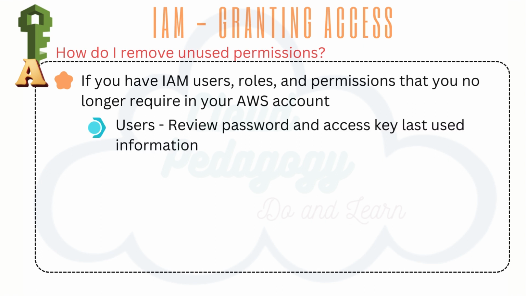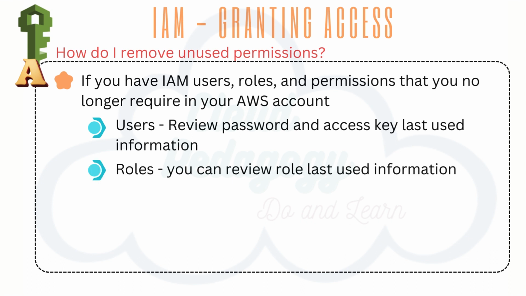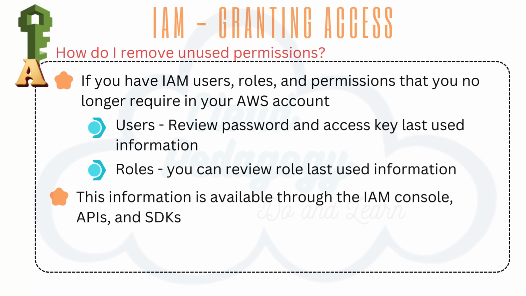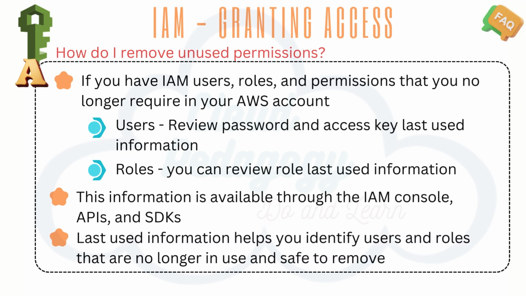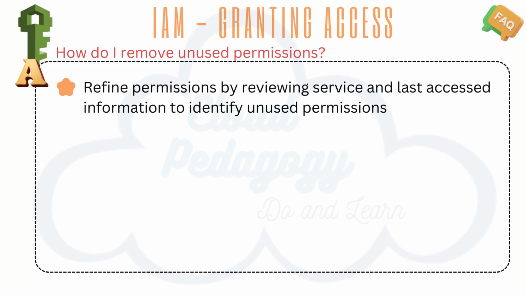For IAM users, you can review password and access key last used information. Likewise, for roles, you can review role last used information. This information is available through the IAM console, APIs, and SDKs as well. Last used information helps you identify users and roles that are no longer in use and safe to remove. You can also refine permissions by reviewing service and last accessed information to identify unused permissions.